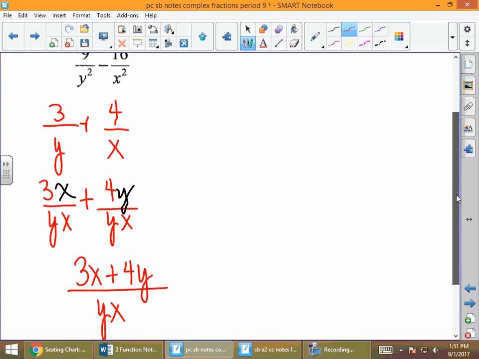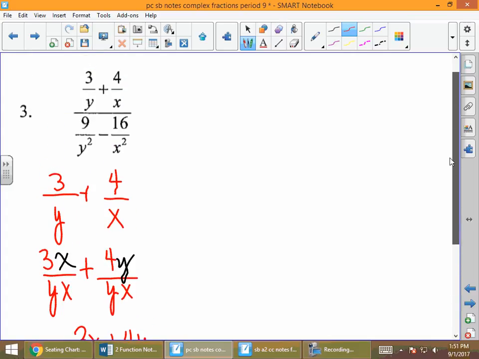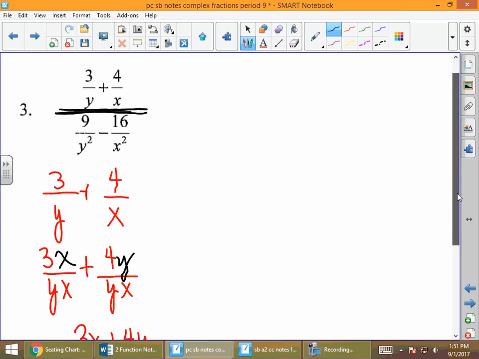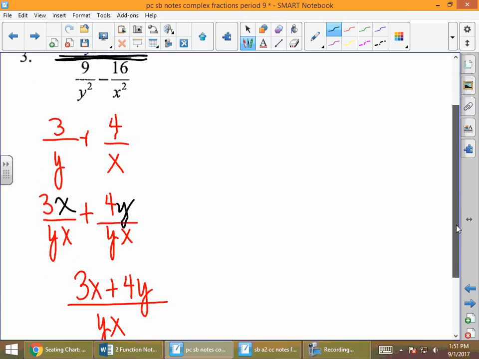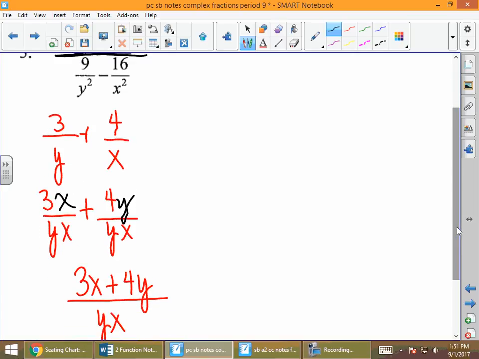And all that we've done so far is we've done the top of that fraction. I'll make this line a little bit darker. We've done the top part, the numerator of the overall fraction. Complex fractions meaning that we have fractions within a fraction, and we only want to end up with one. So now as we take a look at that, we've dealt with the top, so let's deal with the bottom, which is 9 over y squared minus 16 over x squared.